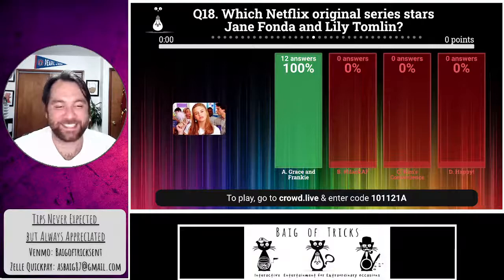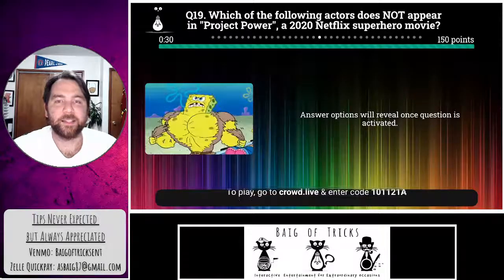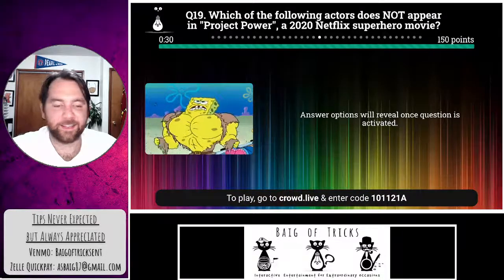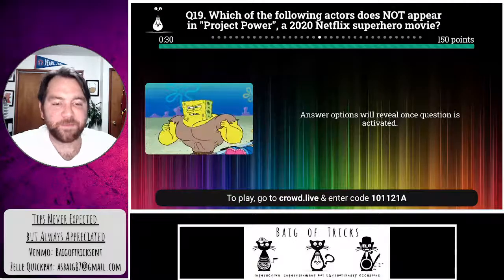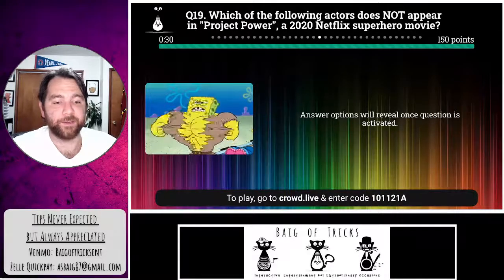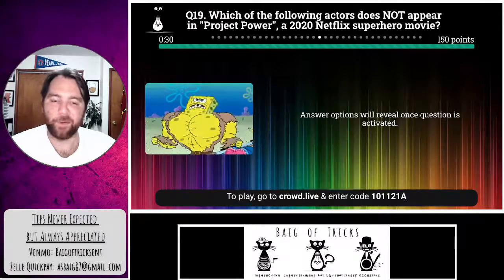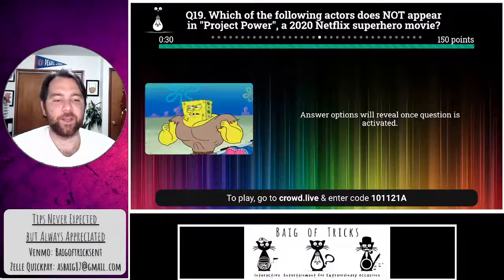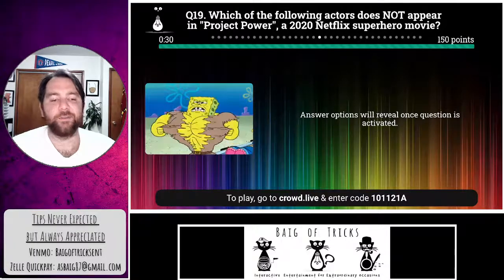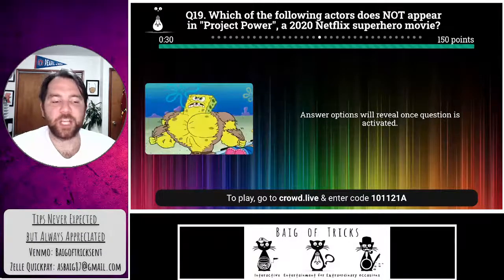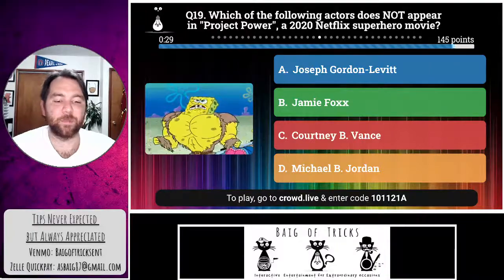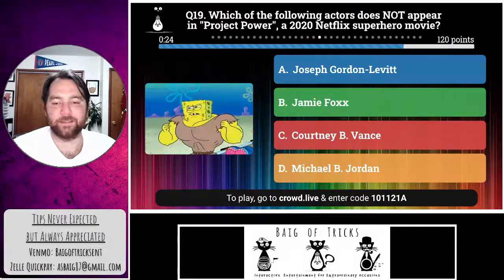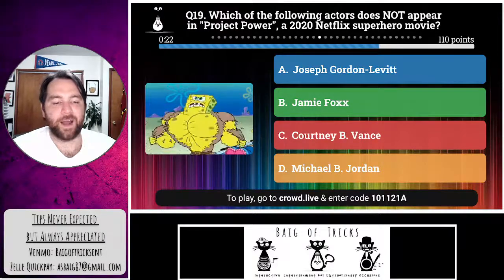Question number 19. This is a little bit of a tougher one. This movie, I feel, came out under the radar. I don't think it performed super well, but I liked it. Which of the following actors does not appear in Project Power, which was a 2020 Netflix original superhero movie? Is it Joseph Gordon-Levitt, Jamie Foxx, Courtney B. Vance, or Michael B. Jordan?